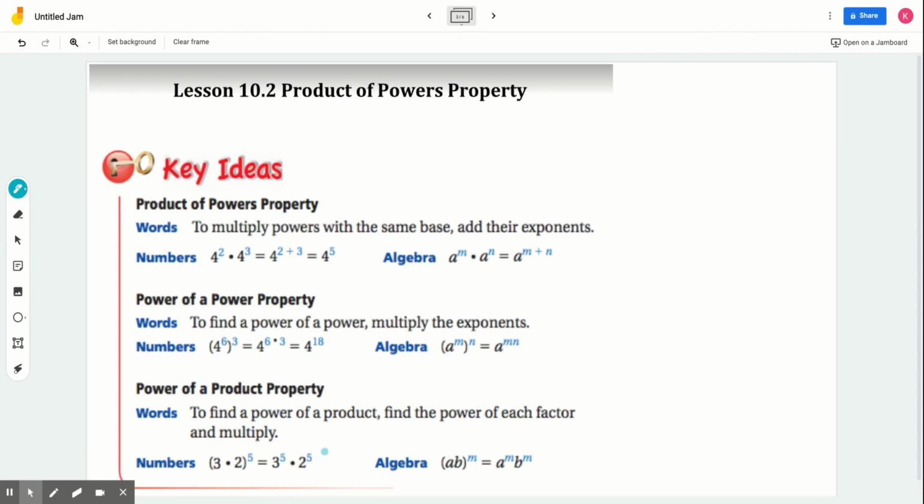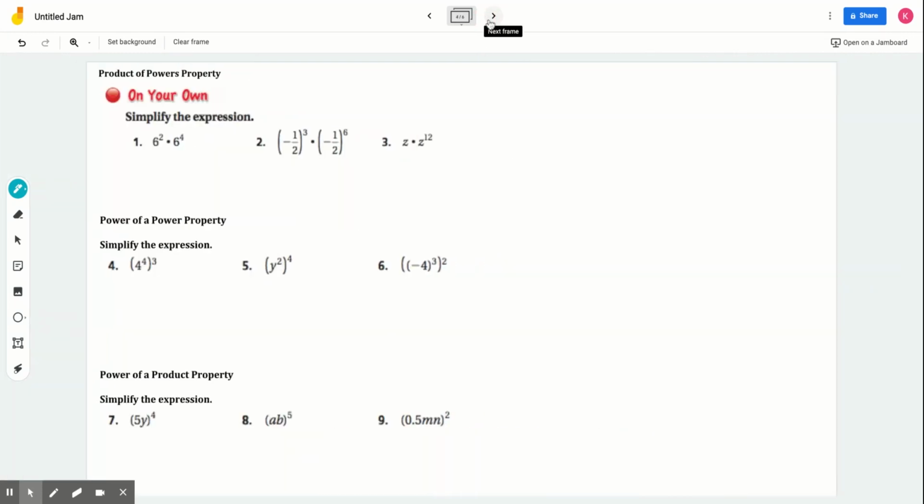Power of a product. To find a power of a product, find the power of each factor and multiply. So here, 3 times 2 to the 5th is like 3 to the 5th times 2 to the 5th. That exponent is applied to every factor inside the parentheses. Let's take a look at some examples.